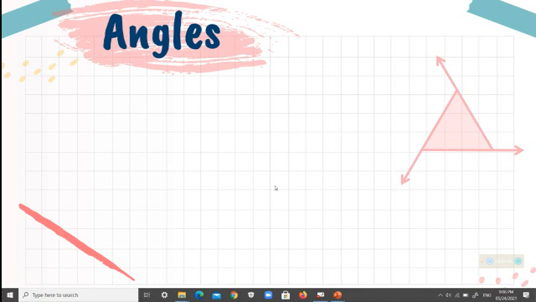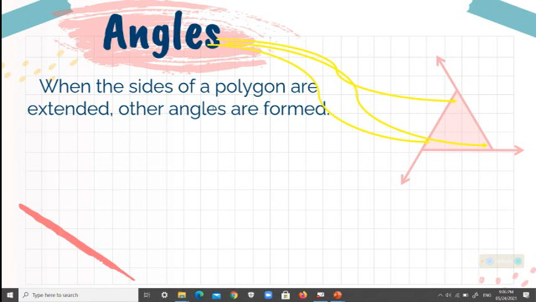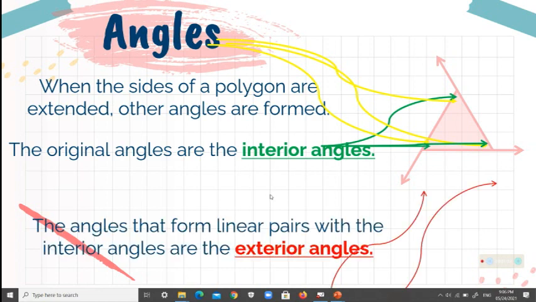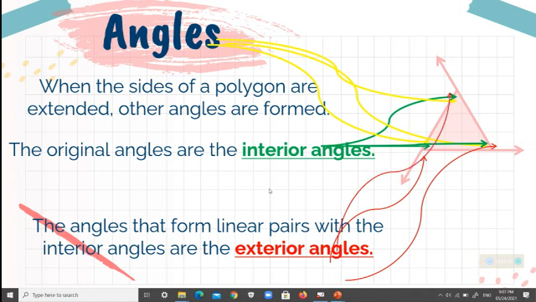So let's have the definition of the different terms. Let's have first the angles. Okay? So we all know that these are the angles of the given triangle. When the sides of a polygon are extended, other angles are formed, as we have seen in the given figure. The original angles are the interior angles, which are pointed with the red arrows, and the angles that form linear pairs with the interior angles are the exterior angles. Okay?